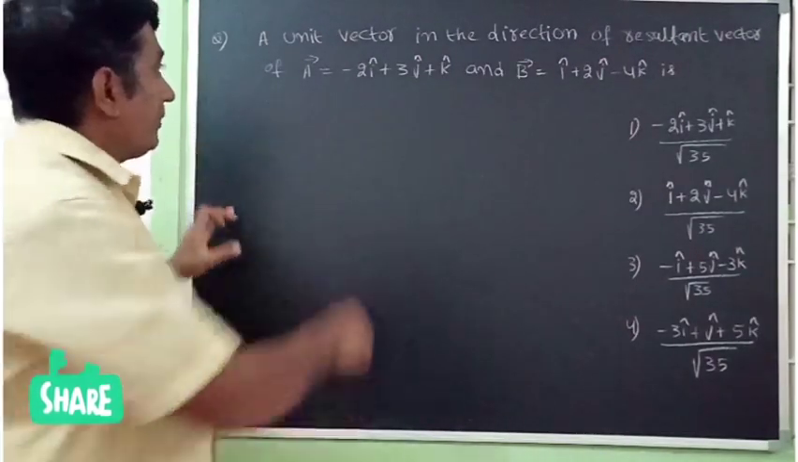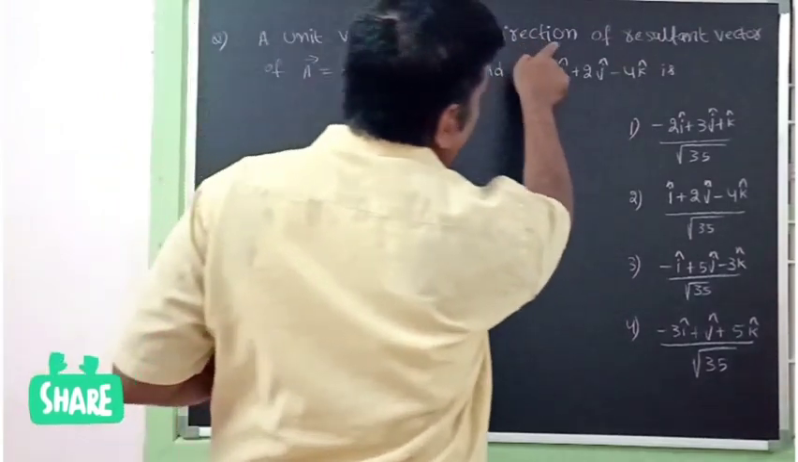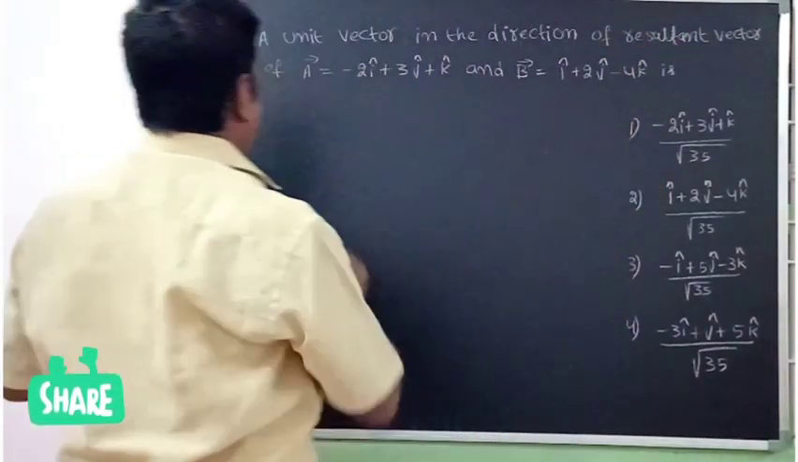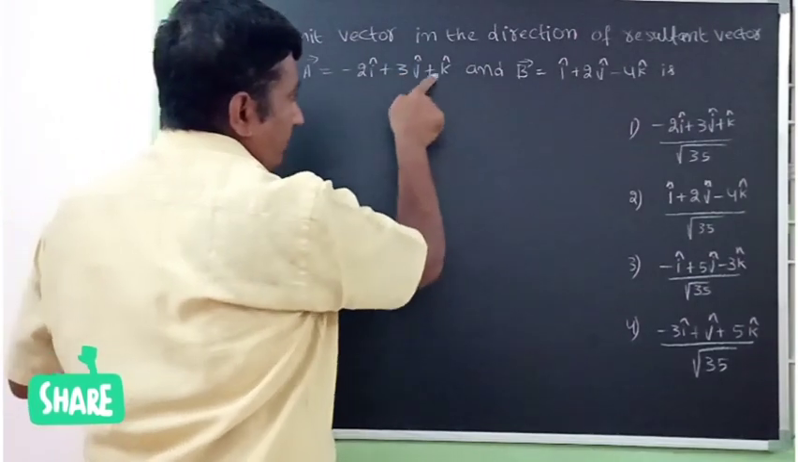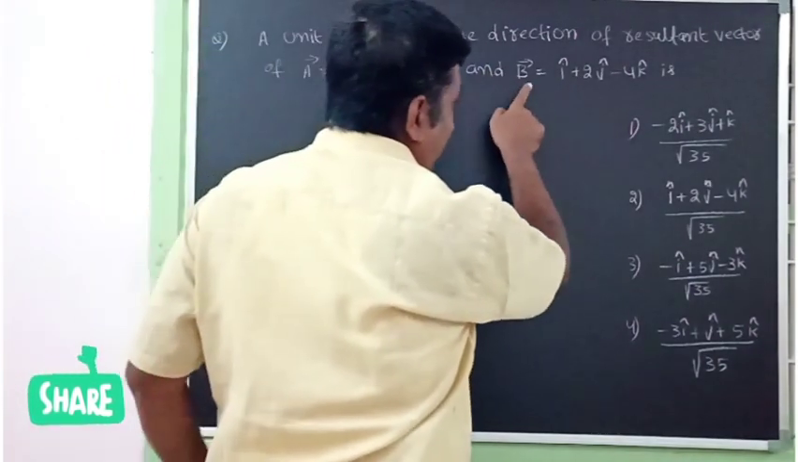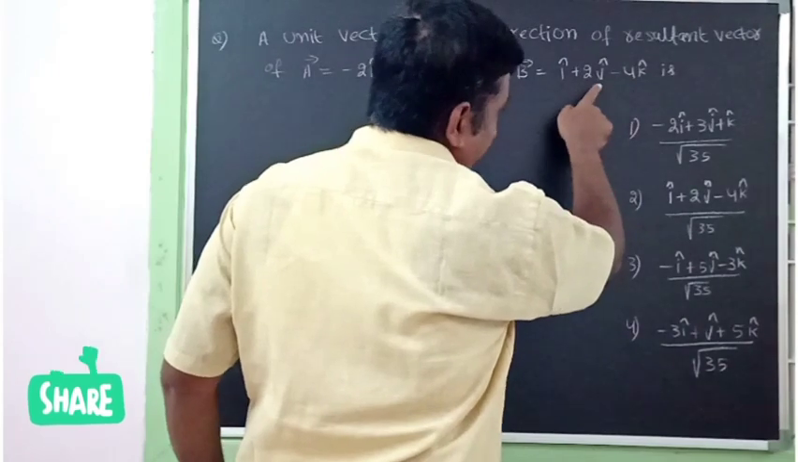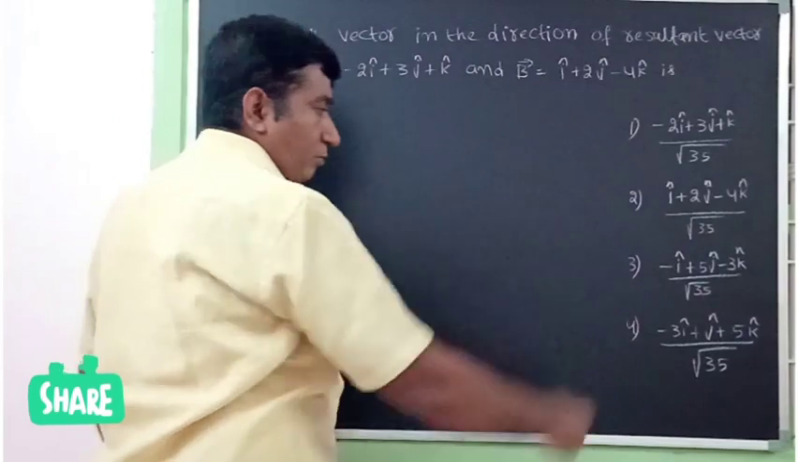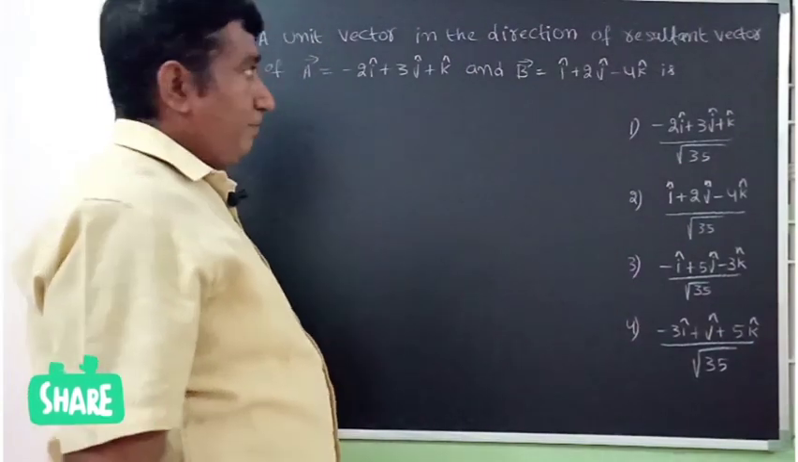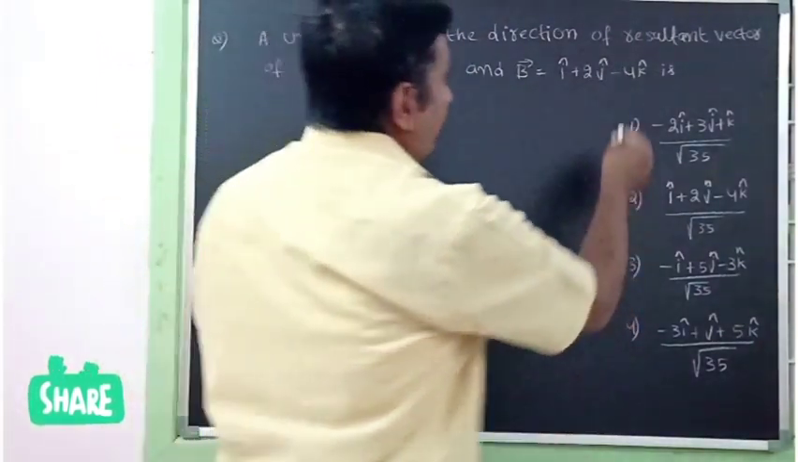Next question. A unit vector in the direction of the resultant vector of A vector, minus 2i cap plus 3j cap plus 4k cap, and B vector, i cap plus 2j cap minus 4k cap, is. They have been given 4 options which you have to find. Here they have been given the resultant vector.